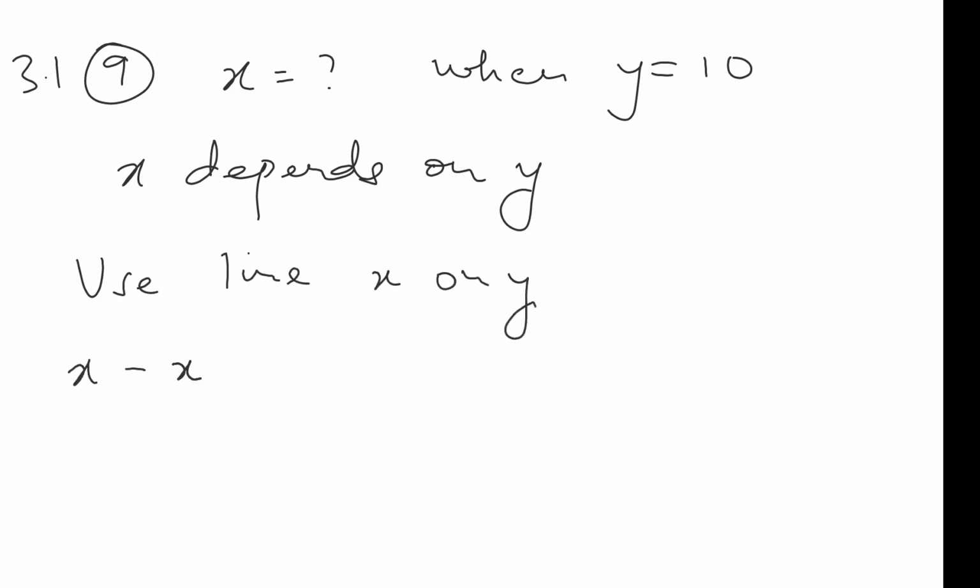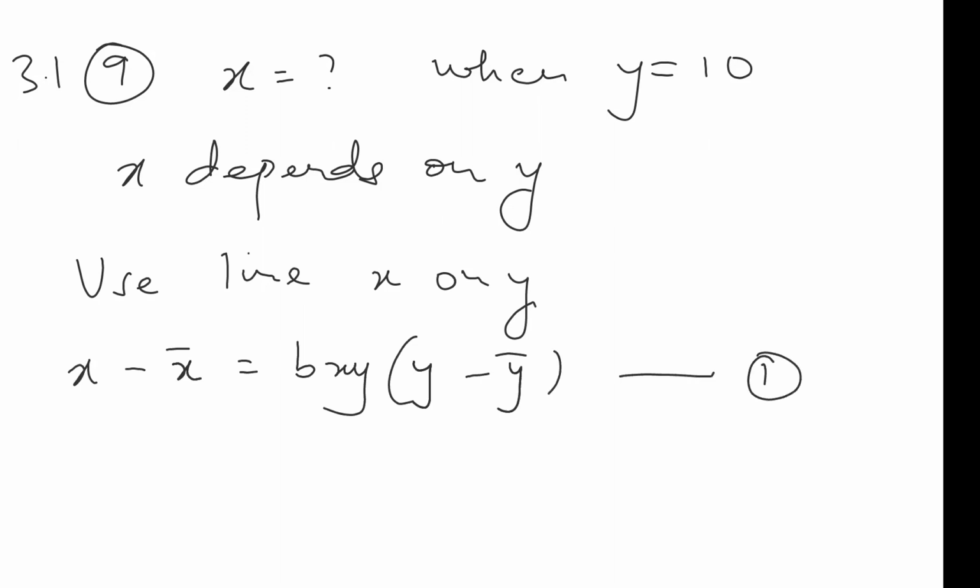So x minus x bar equals bxy into y minus y bar. Let us make this equation number 1. We know the value of y; the value of y is 10. X bar, y bar values also we know. But the bxy value we need to calculate. Bxy is the regression coefficient of x on y.